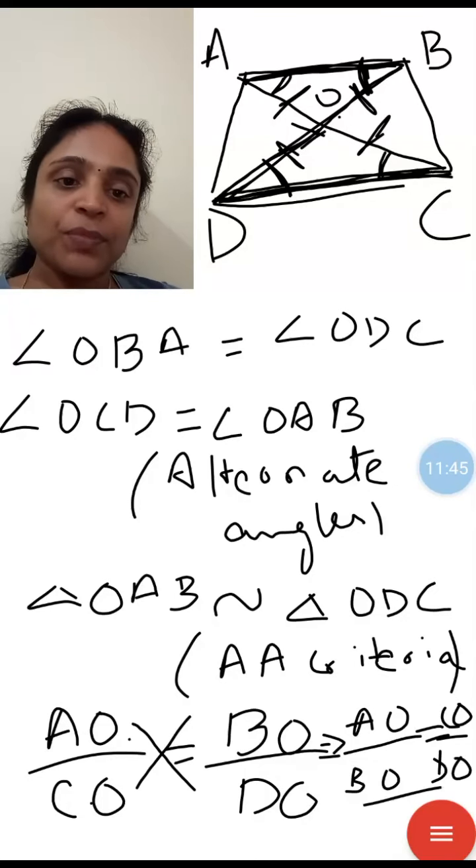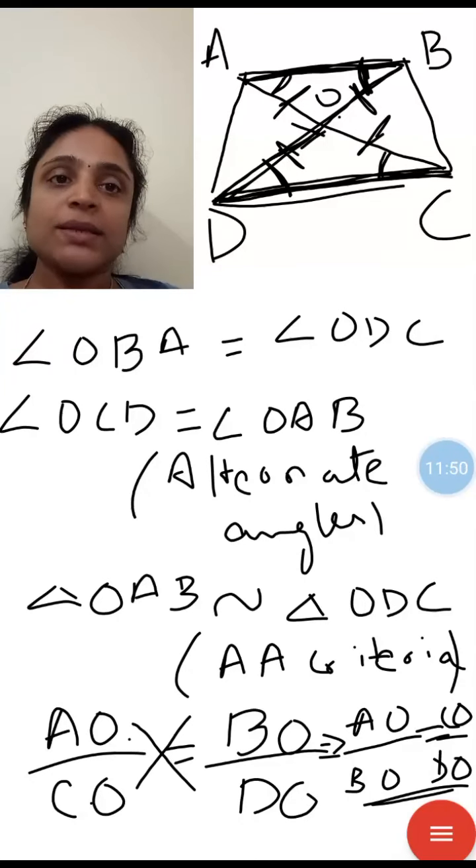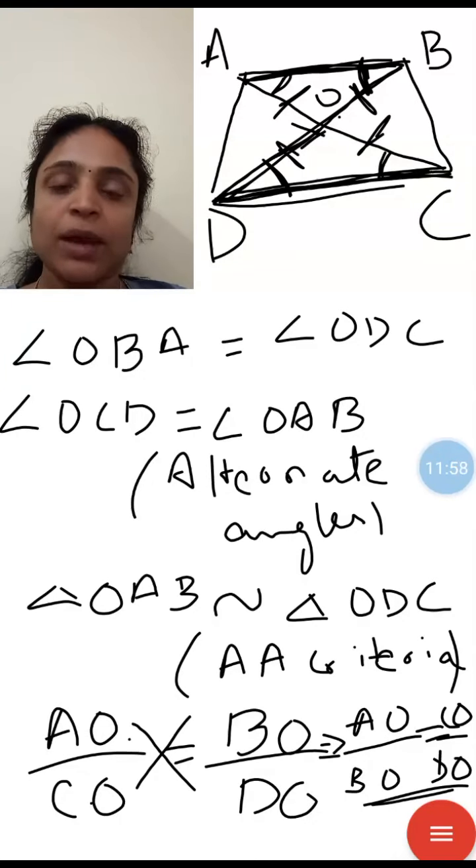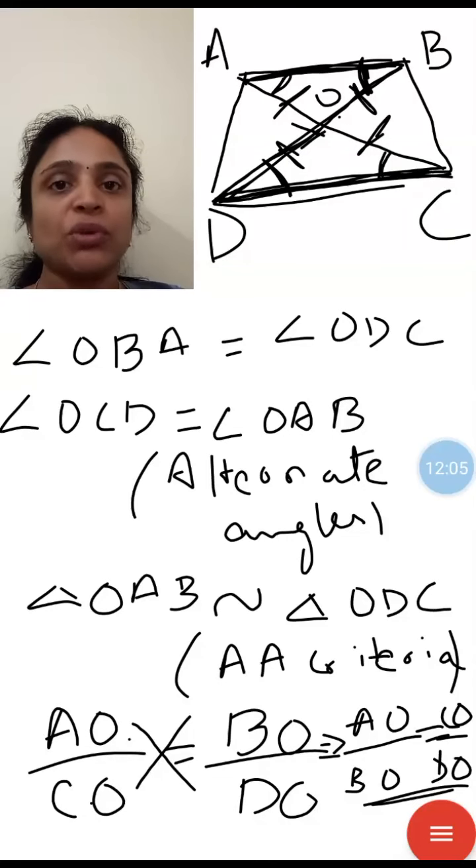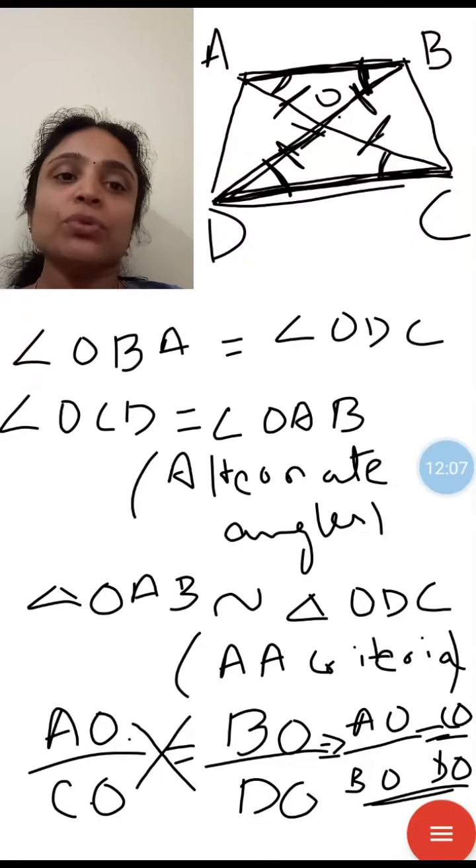So this is the same. We got AO by CO since these two triangles are similar, ratio of their corresponding sides are equal. So we got AO by CO equal to BO by DO, which is the same as AO by BO equal to CO by DO. From this, we have proved that AO by BO equal to CO by DO.